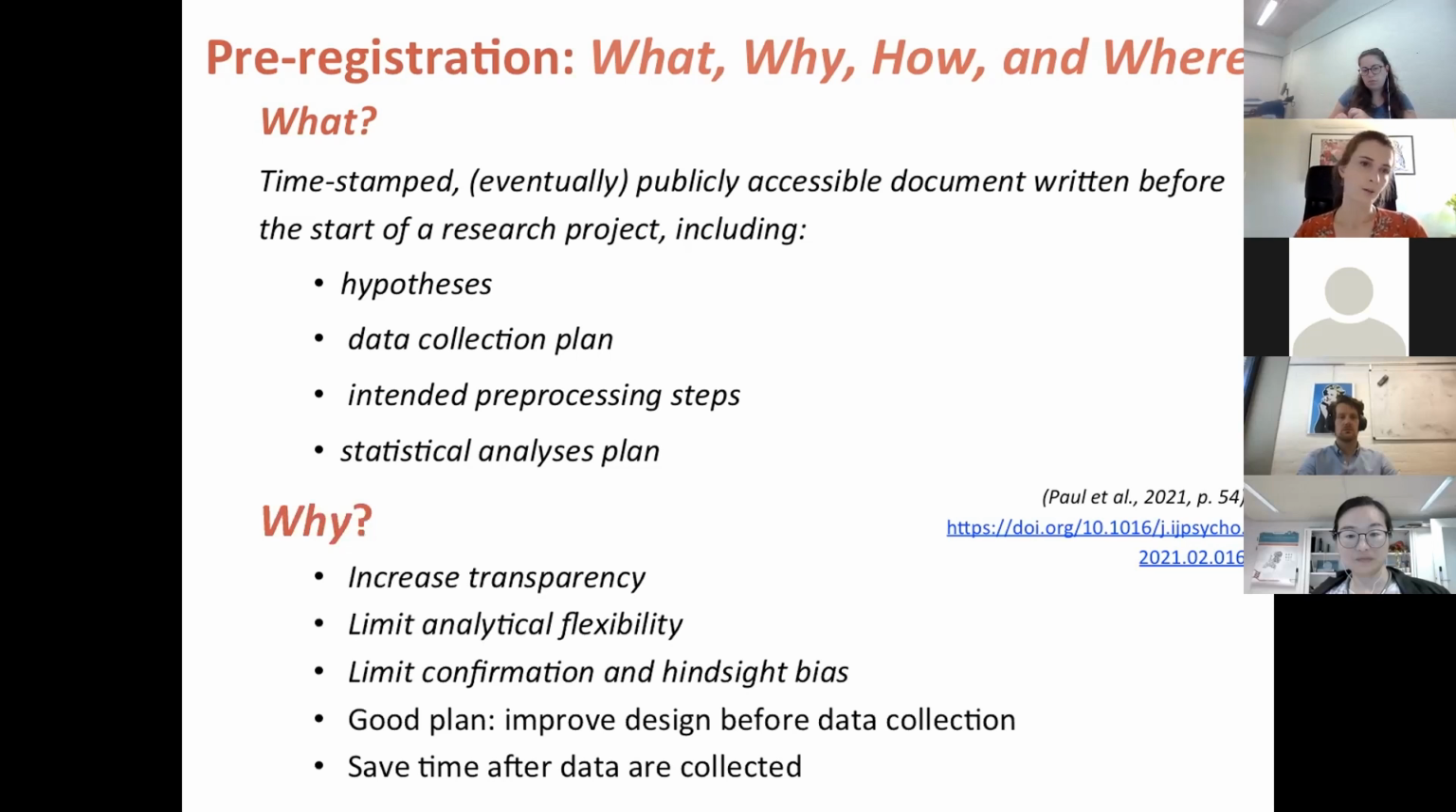And why it could be important to do it? Well, first of all, it would, of course, increase transparency in the research, and it could limit the analytical flexibility that I was just discussing. But it could also limit two types of biases. The first is the confirmation bias.